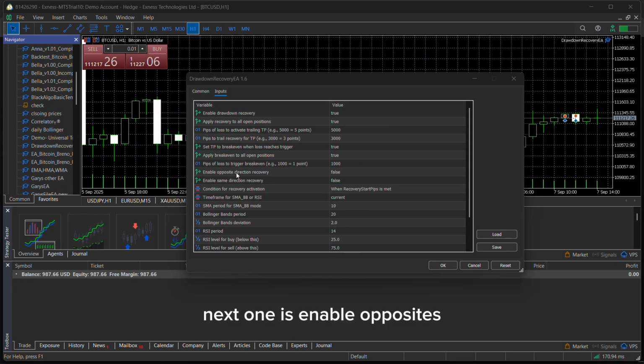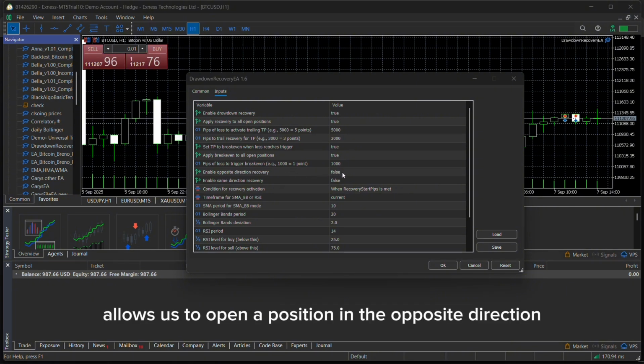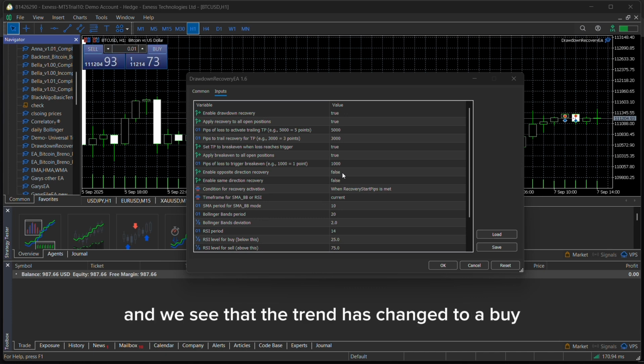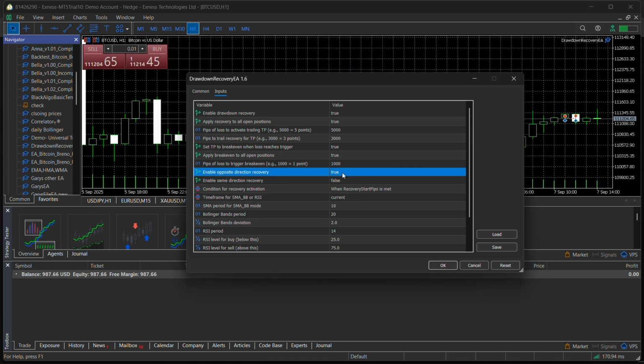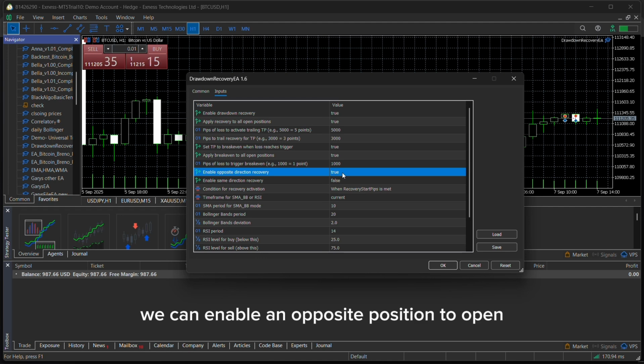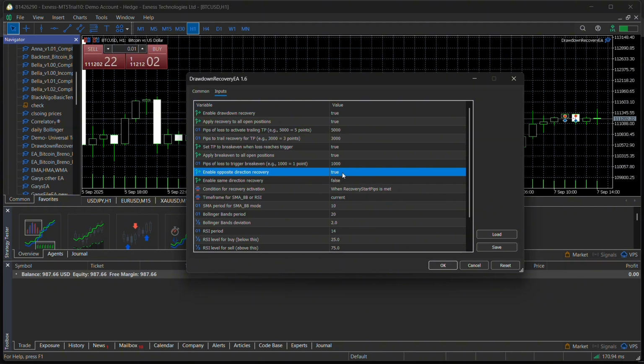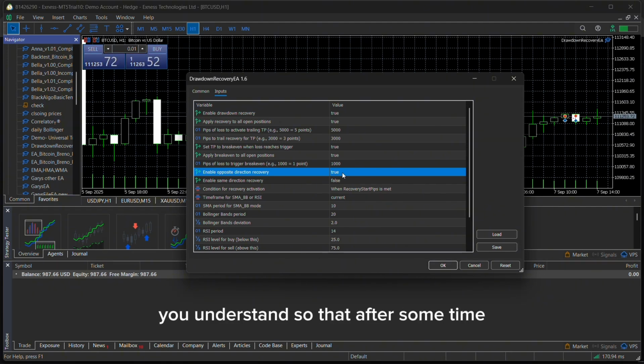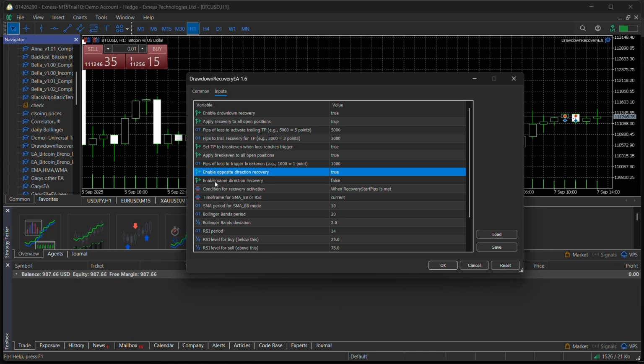Next one is enable opposite direction recovery. So this one allows us to open a position in the opposite direction. For instance, if we are in a sell position and we see that the trend has changed to a buy, to an uptrend, we can enable an opposite position to open. You understand? So that after some time it closes and you hedge your position.